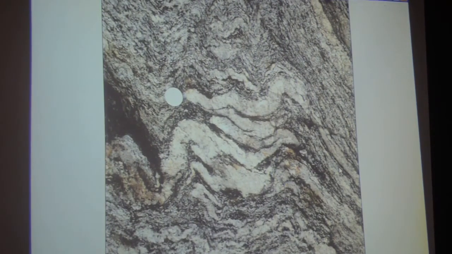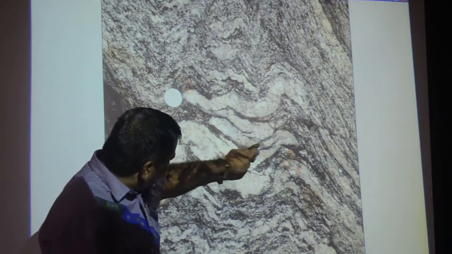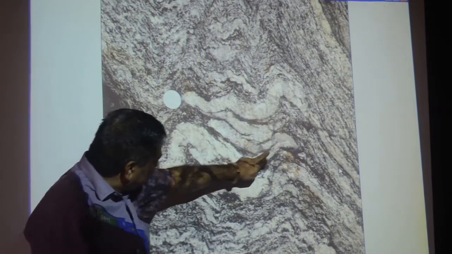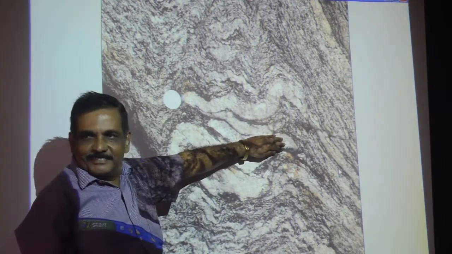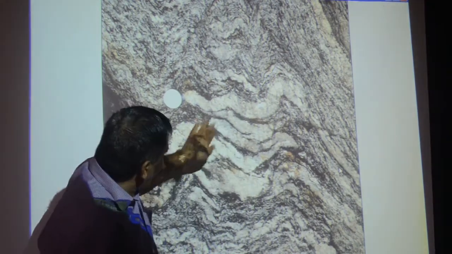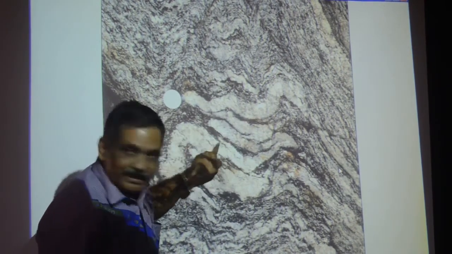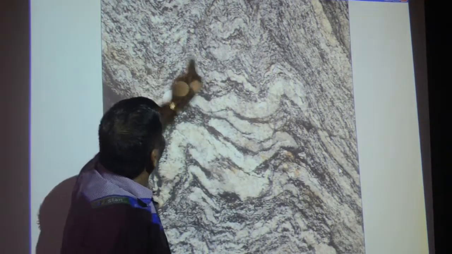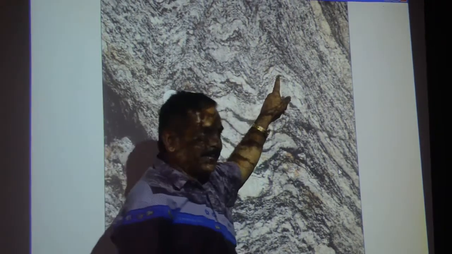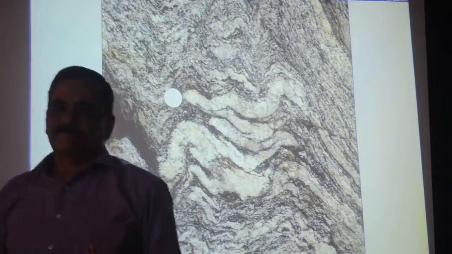Okay? So which is an F1, which is an F2? Now you understood, right? This is an F1. This fold that is coming, turning and coming around, is F1. But this fold, open, broad fold, this broad fold, these are F2. Understood?